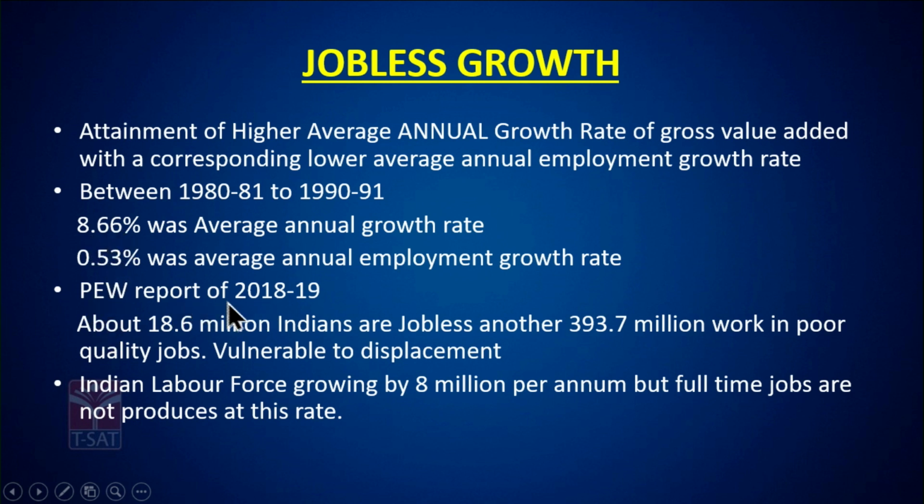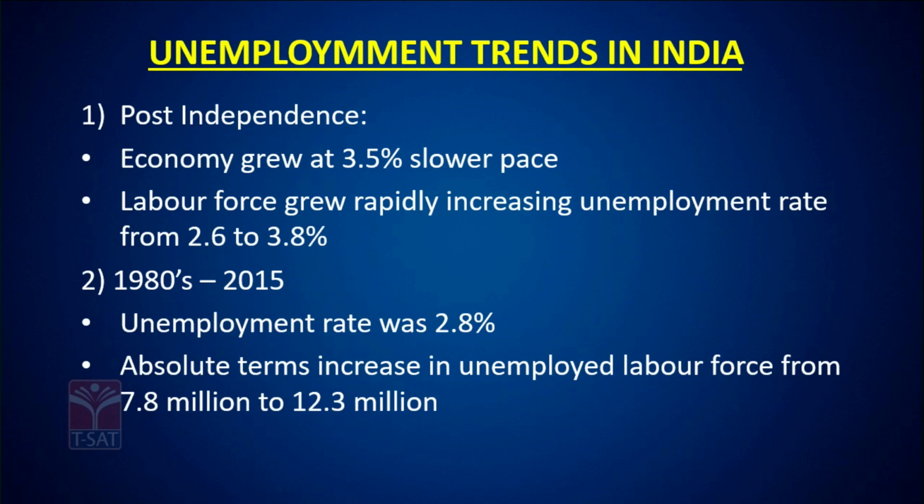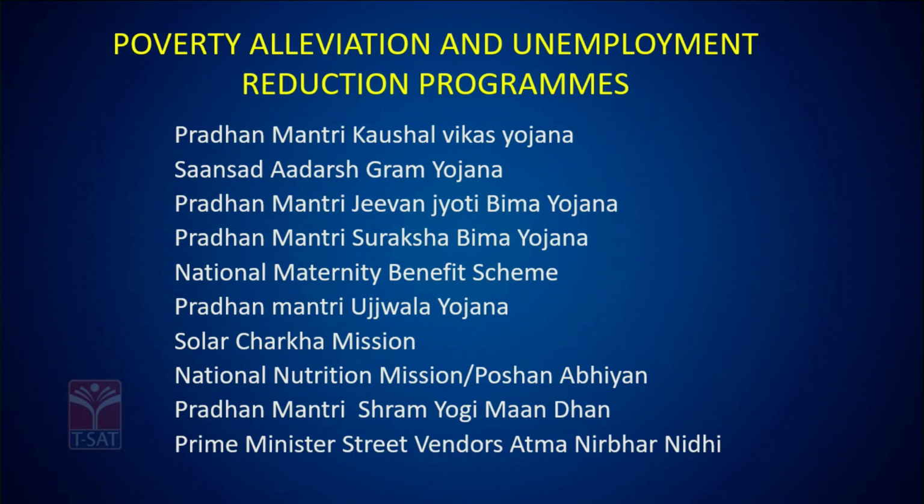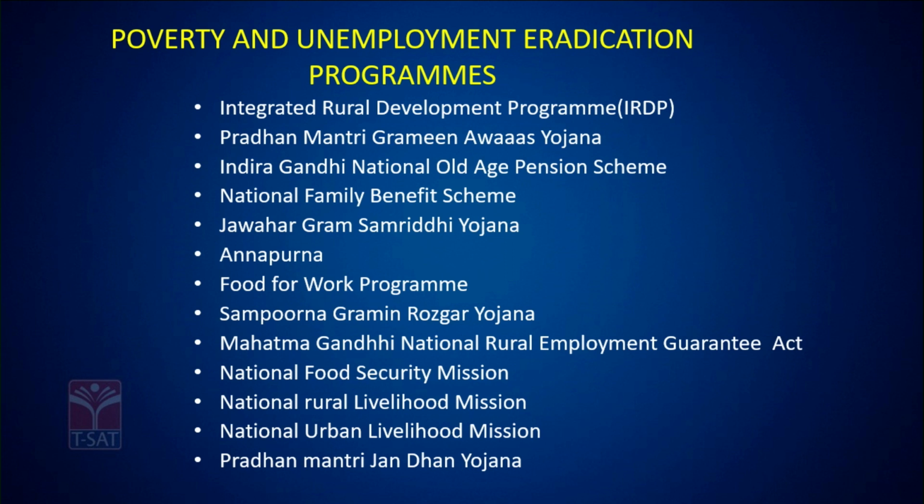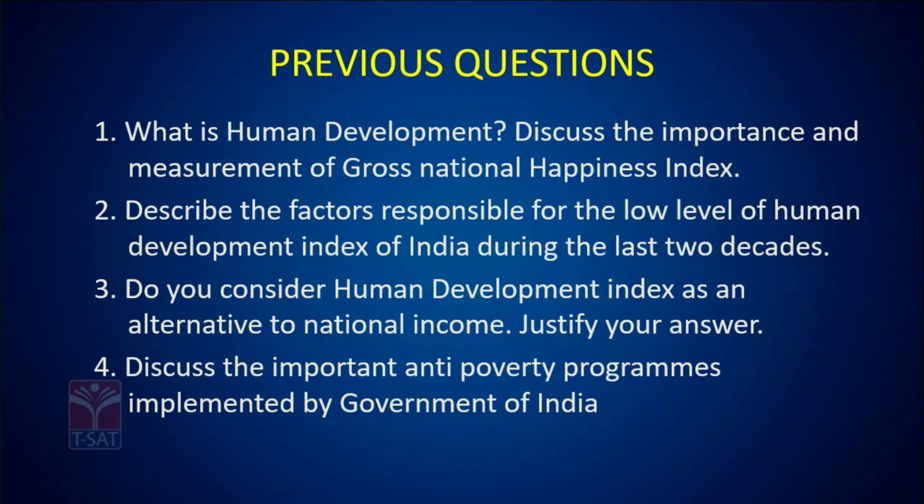According to the Pew report of 2018, about 18.6 million Indians are jobless. Another 393.7 million work in poor quality jobs vulnerable to displacement. The Indian labor force is growing by 8 million per annum, but full-time jobs are not produced at this rate. So these are some of the unemployment trends in India, which you can go through. The government has taken up several poverty alleviation and unemployment reduction programs, which are just listed in these slides. You can have a look over all these and go for detailed analysis.